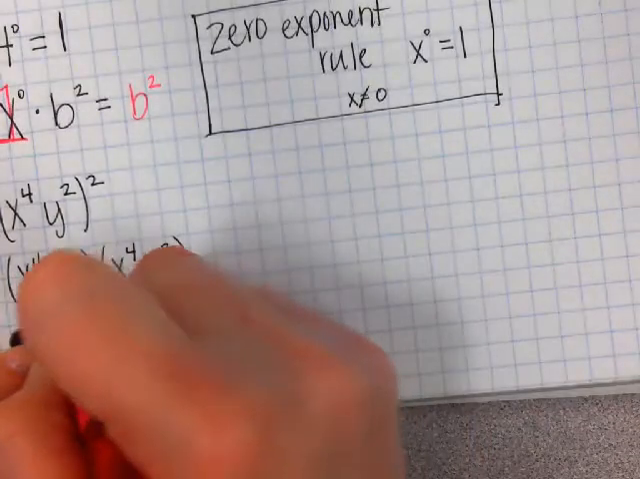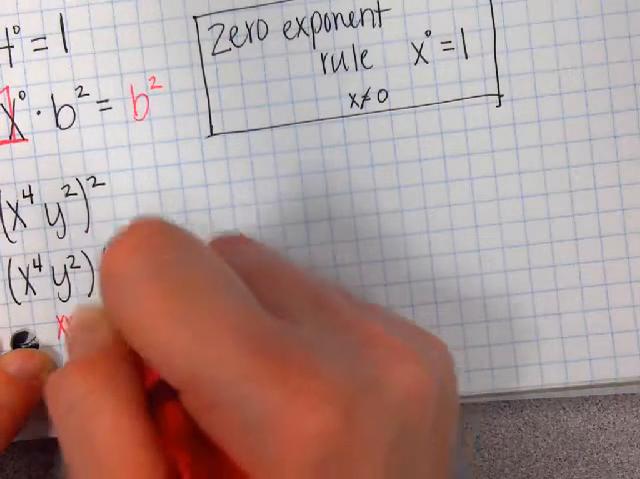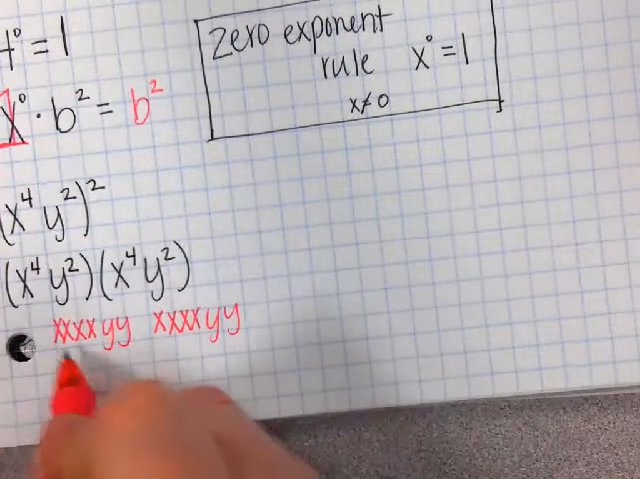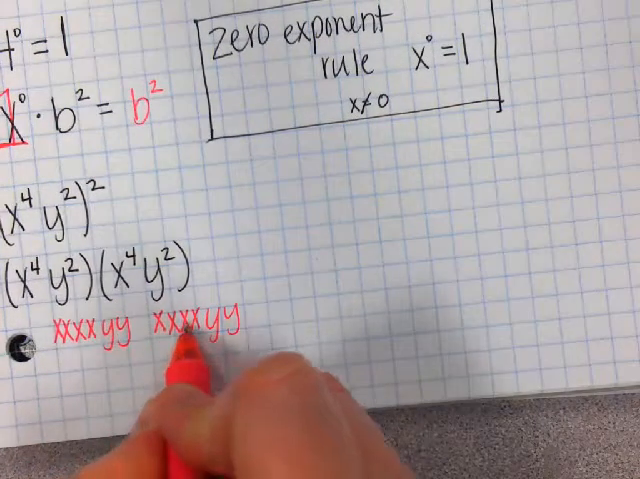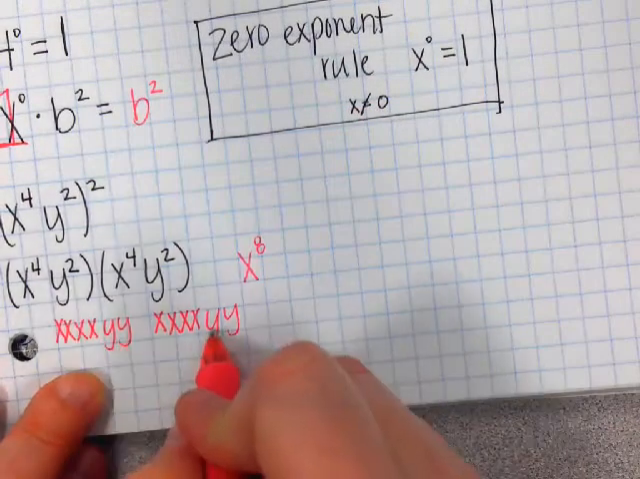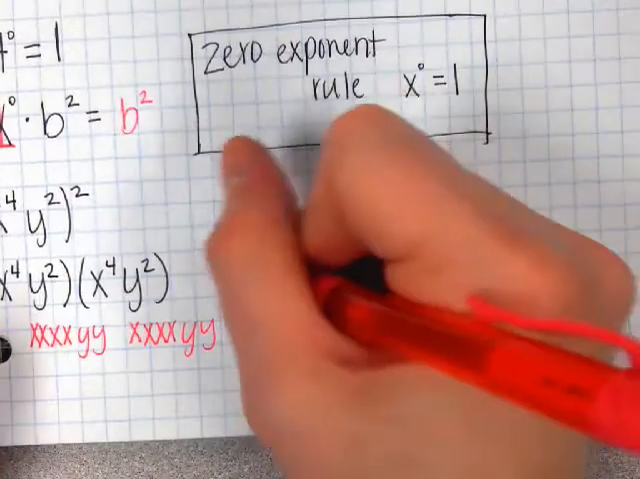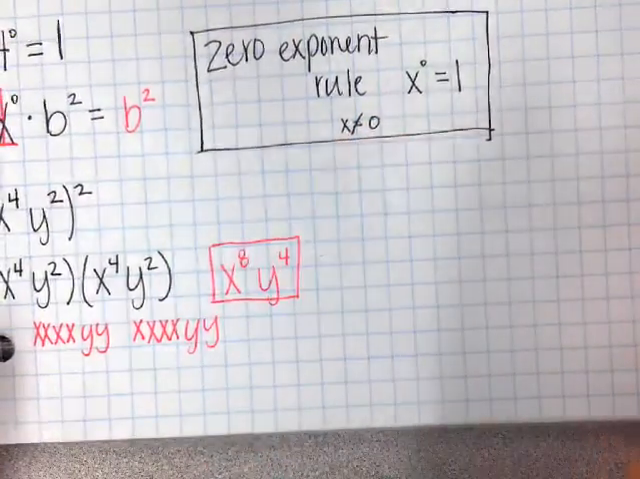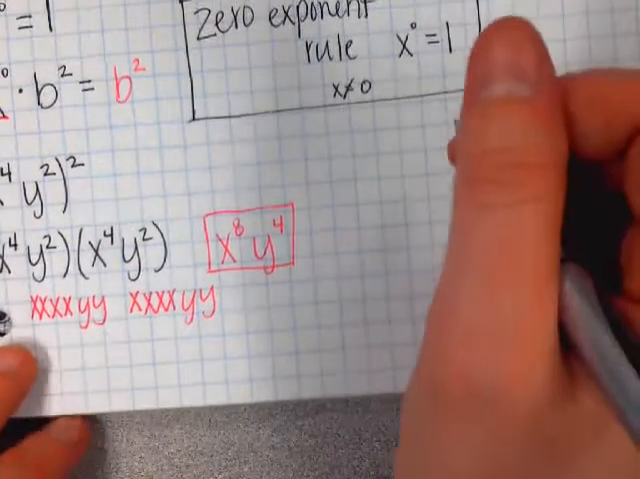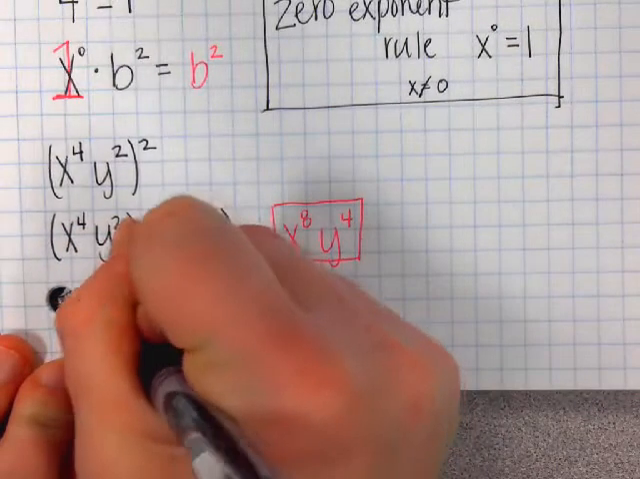So we actually have x to the 4th, y, and then for this parentheses, x to the 4th, y. So you actually have 1, 2, 3, 4, 5, 6, 7, 8 x's, and then 1, 2, 3, 4 y's. So that would be your answer. Sorry, that got crooked. Okay. We're going to do one more example before we write the rule out.